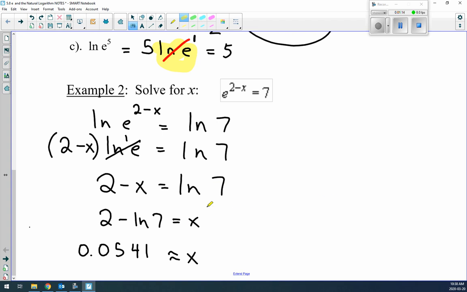We want to isolate x by itself, so there are a bunch of ways to do this. You can move the x over here and the ln 7 over here. It doesn't matter. You end up with x equals 2 minus ln of 7, and that's your answer. So it's really quite simple.